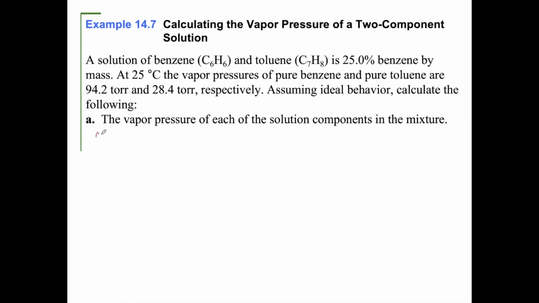For benzene, the vapor pressure of pure benzene is 94.2 torr. This is 25% benzene by mass. What happens whenever you're given percents? Pretend that you have a 100-gram compound. So we're going to say we have 25 grams of benzene.